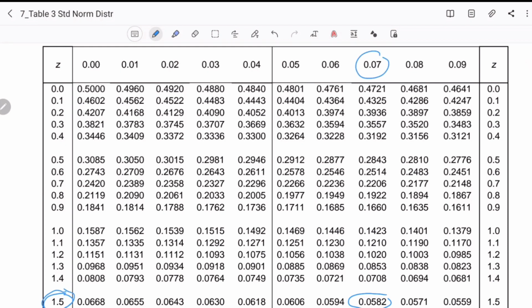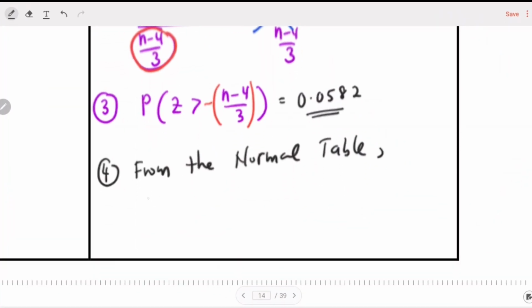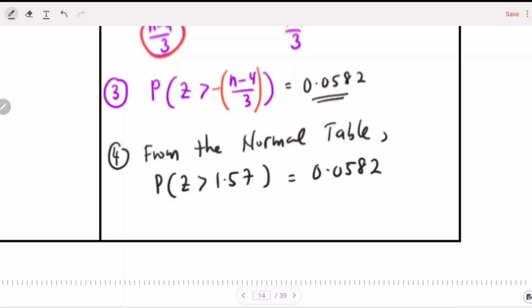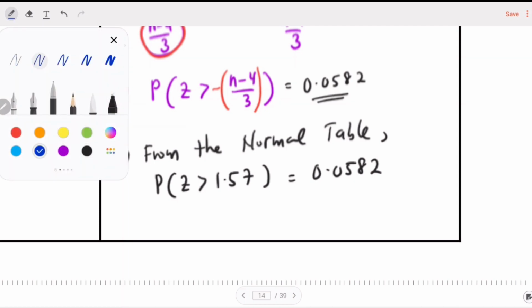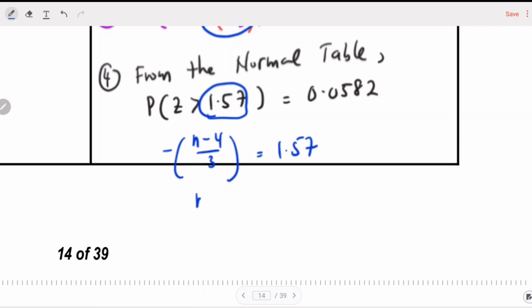So 1.57 from the normal table. The probability for Z greater than 1.57 is equal to 0.0582. I didn't put an equal sign here because the question didn't have the equal sign, so I'm just going to follow the question. Right, and then the last part is to compare. So we have negative of n minus 4 over 3 equal to 1.57. Rearrange until we get the value of n.